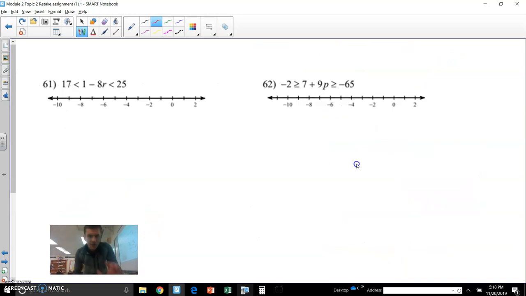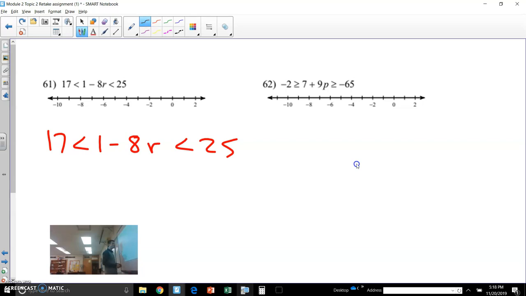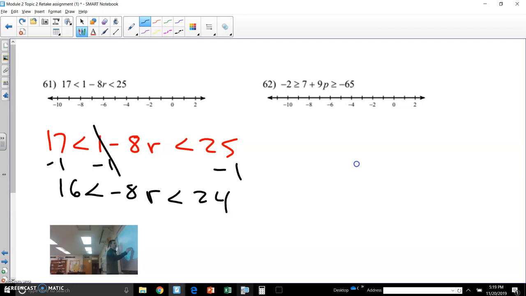Just checking my time there. So both of these are similar. 17 less than 1 minus 8r less than 25. Let's work out of the middle. Subtract 1 from both sides. 16 less than negative 8r less than 24.